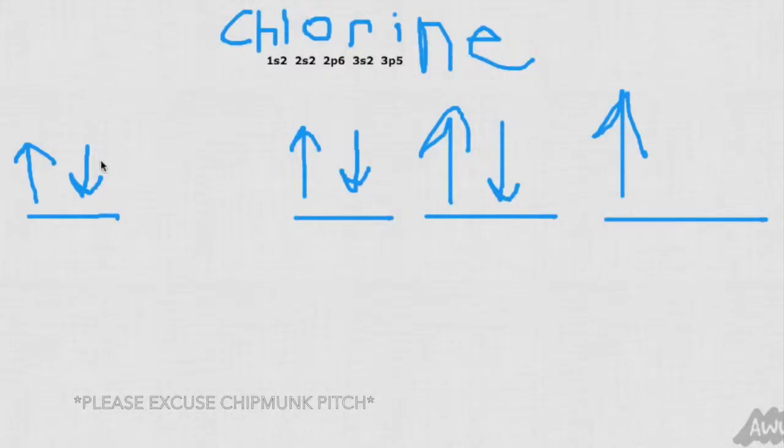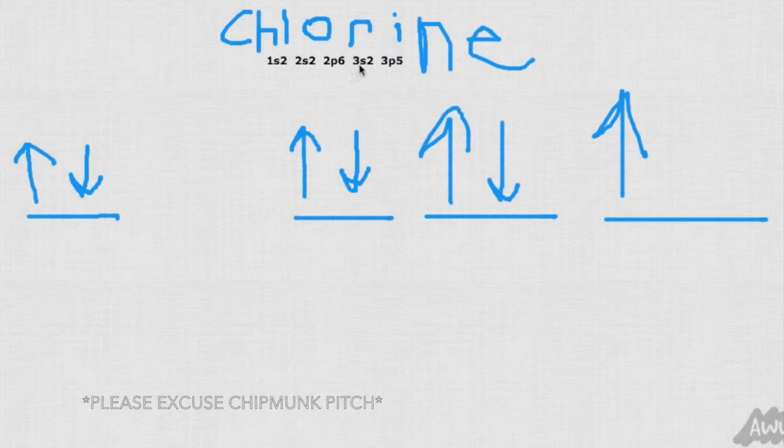Okay, so basically how you draw orbital diagrams, draw individual lines for each orbital. I did the valence shell of chlorine here, which is 3s and 3p. S only has 1 orbital, so there's 1 line. There are 2 electrons in S, so 1 upward spin, 1 downward spin.